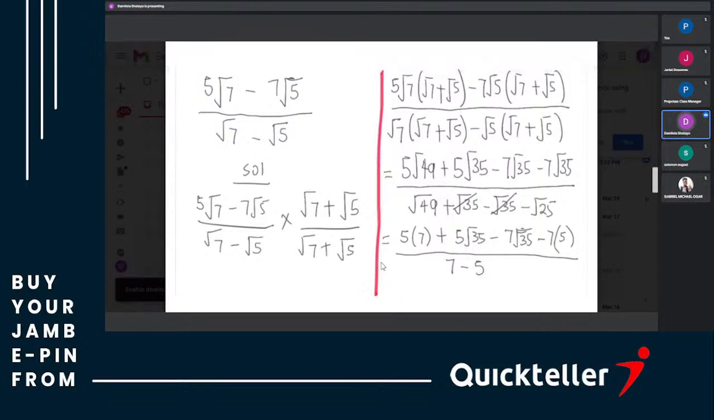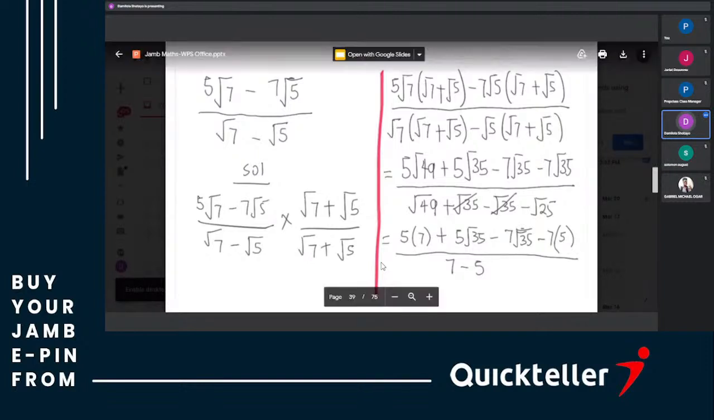The second step is to multiply, that is expand. I'm distributing 5 root 7 into the bracket: 5 root 7 bracket root 7 plus root 5, then minus the second one, minus 7 root 5 bracket root 7 plus root 5. Over, multiply the one below: root 7 first, then everything behind it, root 7 bracket root 7 plus root 5, minus root 5 bracket root 7 plus root 5.